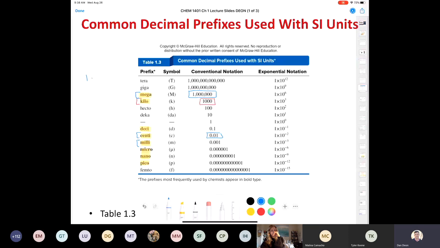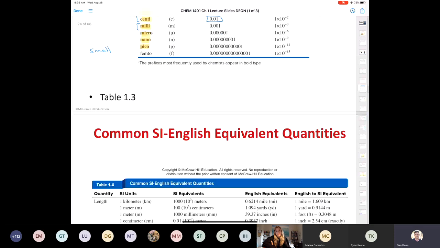You can see that you have to know more that are on the small side than on the large side. Anyhow, this is one of those slides that I could ramble on about for the next 10 minutes, but in the interest of time, let's keep moving. We're going to look at several examples where we apply these prefixes and the exponential notations involved with those.